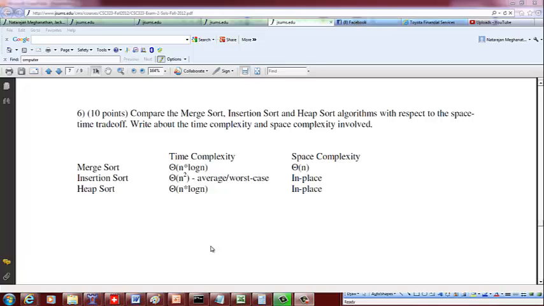Okay, so that's how you discuss the space-time trade-off between these sorting algorithms.